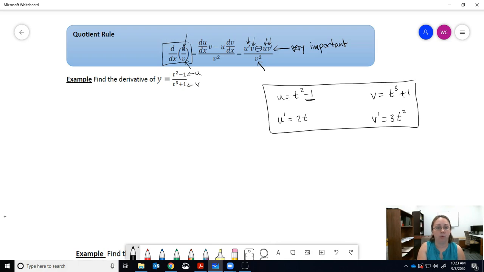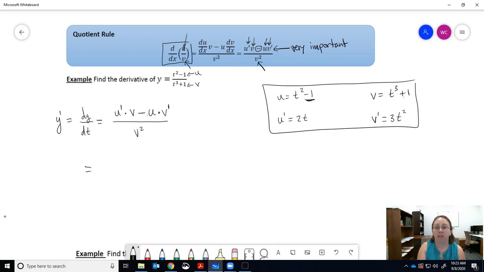So let's write down the rule. So the derivative of y, you can write y or dy dt because there's no x here. So let me write that just so you see it. So this is dy, the derivative of y with respect to its variable t, not dx. All right, so the derivative of a quotient, the derivative of the top times the bottom minus the original top times the derivative of the bottom. All of this over the bottom squared.